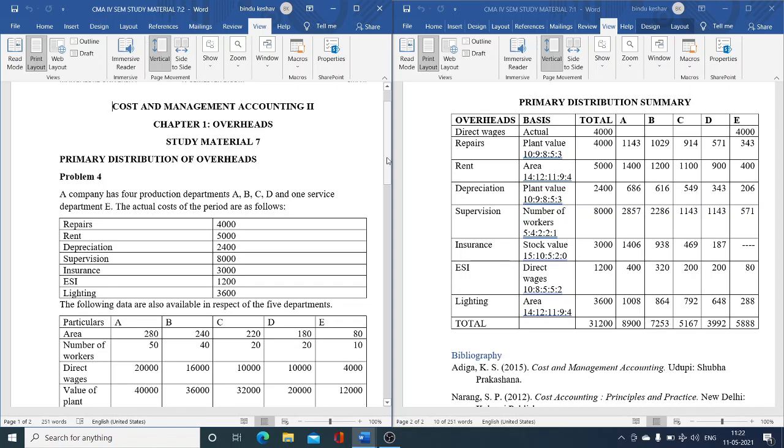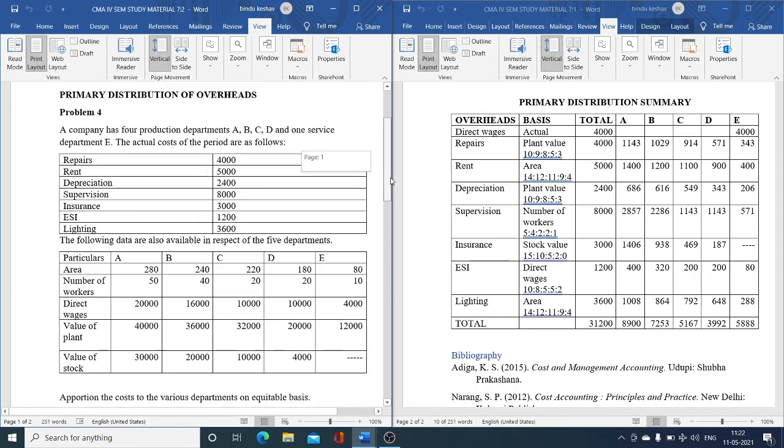The following data are also available in respect of the 5 departments: area, number of workers, direct wages, value of plant, value of stock. The question is to apportion the cost to various departments on equitable basis. So we'll have to prepare a primary distribution summary. The columns for the primary distribution summary are overheads, basis of apportionment, total, A, B, C, D and E department, the different departments. Now we have to understand the different overheads and the basis of apportionment of the different overheads.